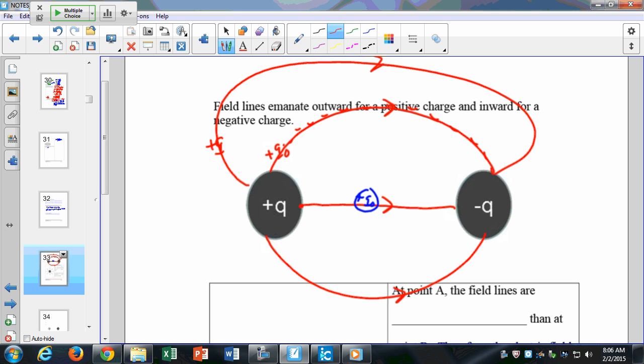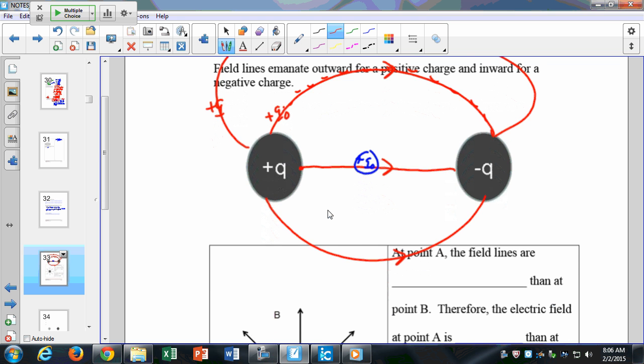Field lines are also called lines of what? Do you remember? Lines of force. Field lines are also called lines of force because that positive charge will feel a force along that line in the direction of the field.